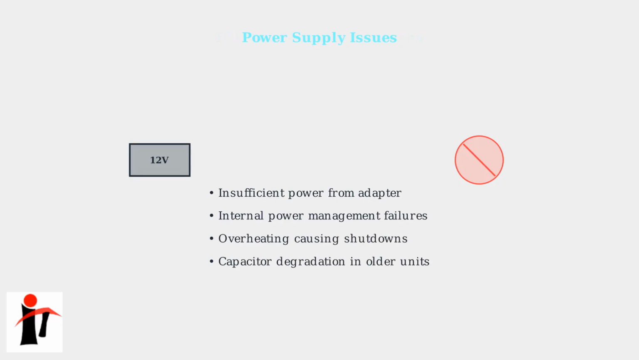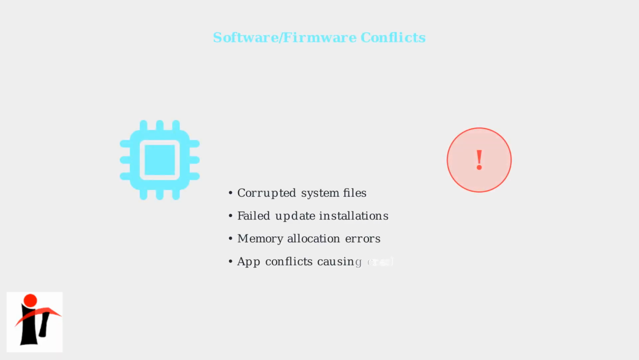This includes insufficient power from the adapter, internal power management failures, overheating leading to protective shutdowns, or capacitor degradation in older units. Software and firmware conflicts represent the third major category. These include corrupted system files, failed update installations, memory allocation errors, or app conflicts that can cause system crashes and result in a black screen.